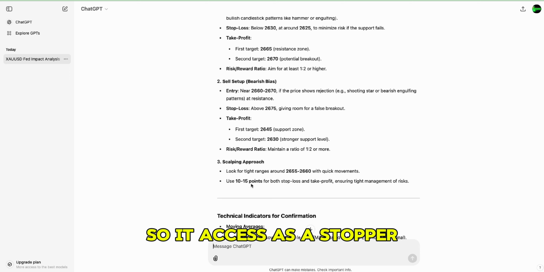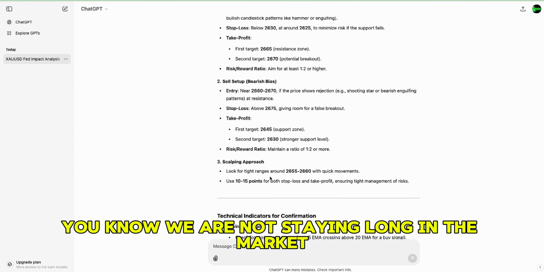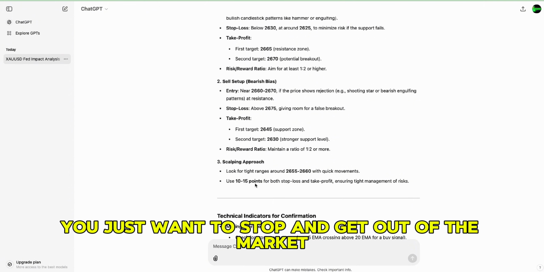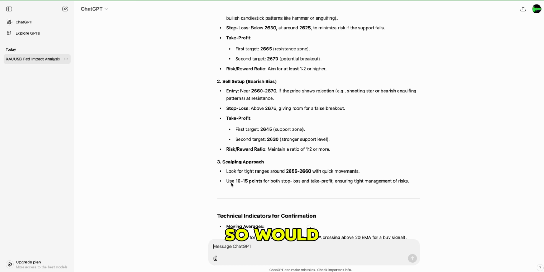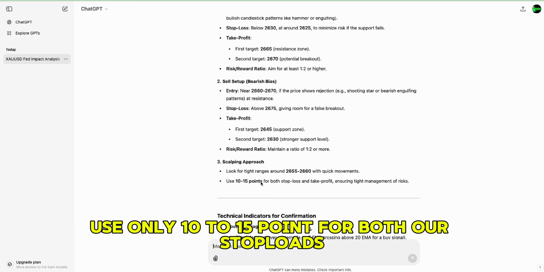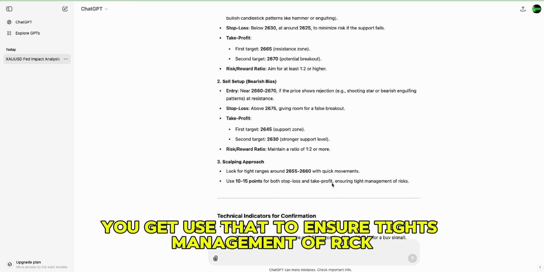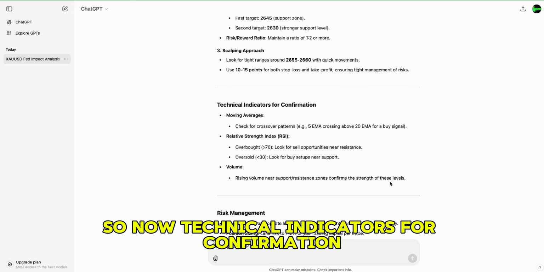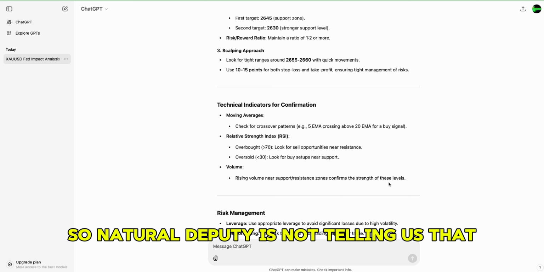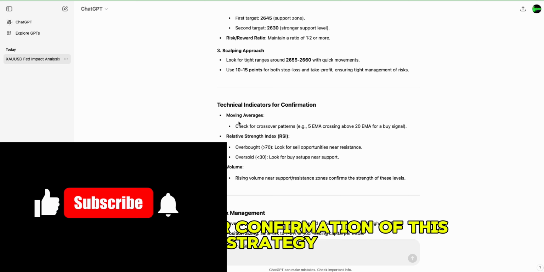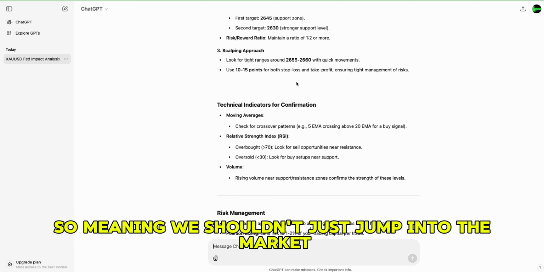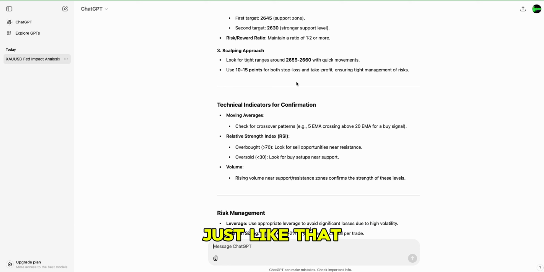So it asks us, as a scalper, we are not staying long in the market. We just want to scalp and get out of the market. So we would use only 10 to 15 points for both our stop loss and our TP, to ensure tight management of risk. So now, technical indicators for confirmation. ChatGPT is now telling us that we should use technical indicators for confirmation of this strategy. Meaning we shouldn't just jump into the market just like that.